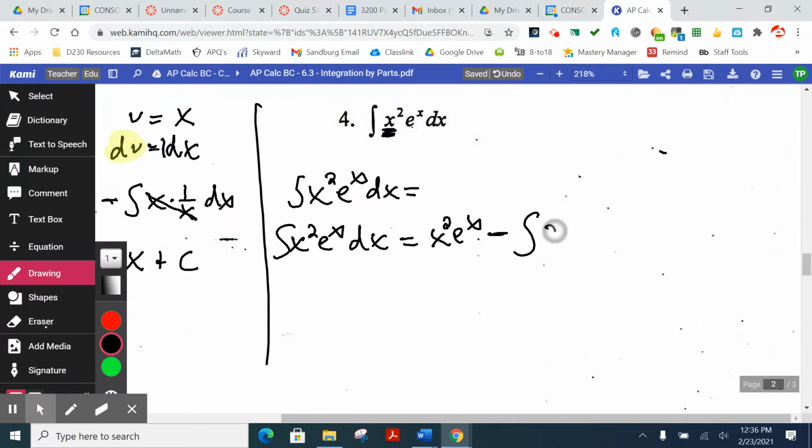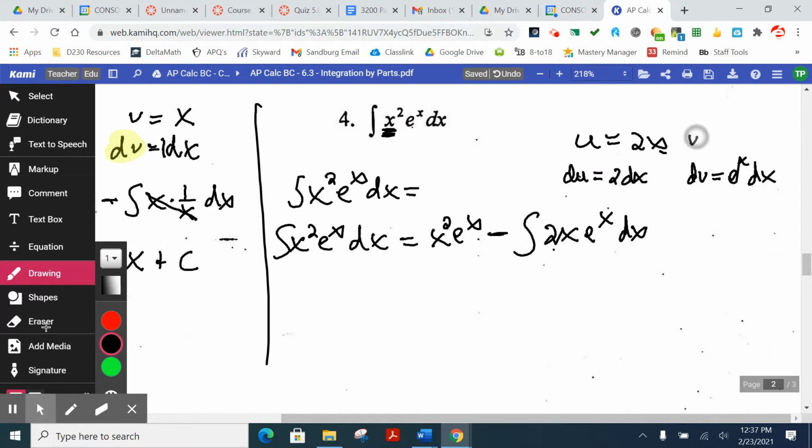All right, and then we had what? 2x e to the x. All right, so now we're going to set up another one of these. So we want our u to be the 2x, this guy, and then our dv to be e to the x. So the derivative of u is 2dx, and then the antiderivative of e to the x is once again an e to the x. You still can't see that, can you? Sorry.